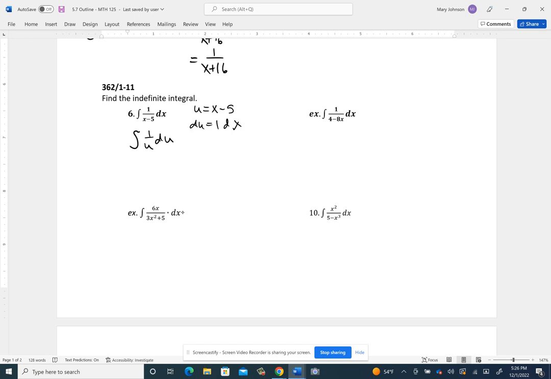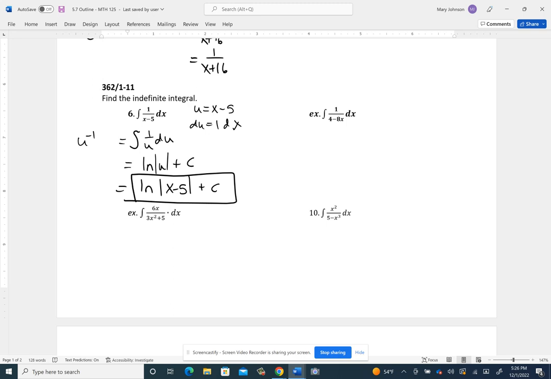So 1 over u, that's the u to the negative 1 situation where I can't use the power rule. So I'm going to use natural log. So this will turn out to be the natural log of the absolute value of u plus c, and u is just x minus 5 in this case. I didn't need to even make an adjustment for a constant or anything on that. And so that would be your answer, and you're done.